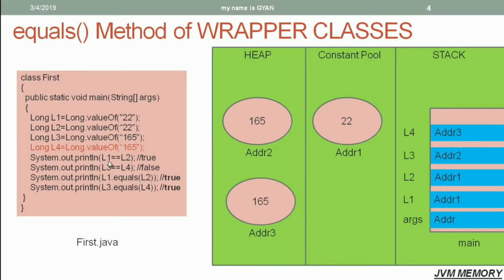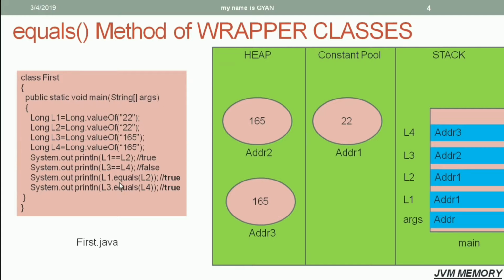That's why when we compare if L1 is equal to L2 by using the double equals operator, it returns true because L1 and L2 are the same. Both are pointing to this object in the constant pool. But when we compare if L3 is equal to L4 by using the double equals operator, it is not true, because the content of L3 and L4 are different. You can see here. That's why in this case it returns false.